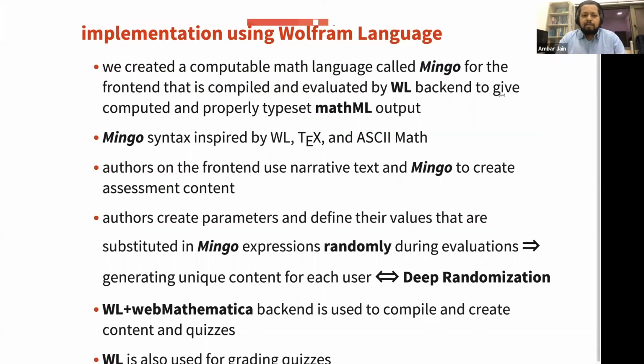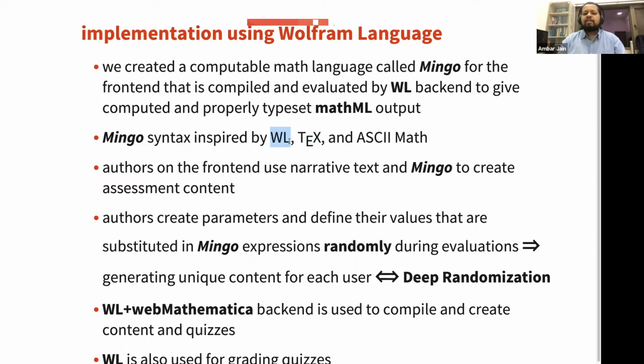So this is how we actually implement Wolfram Language. We have created a computable math language called Mingo, which is the language for the frontend. In some sense, it's inspired a lot by Wolfram Language, TeX, and ASCII Math, which are some of the languages for mathematics. ASCII math is just a representation of math. TeX is a representation of math. Both TeX and ASCII math are narrative mathematics. Wolfram Language is something that is both computable and can also be used for narrative maths.